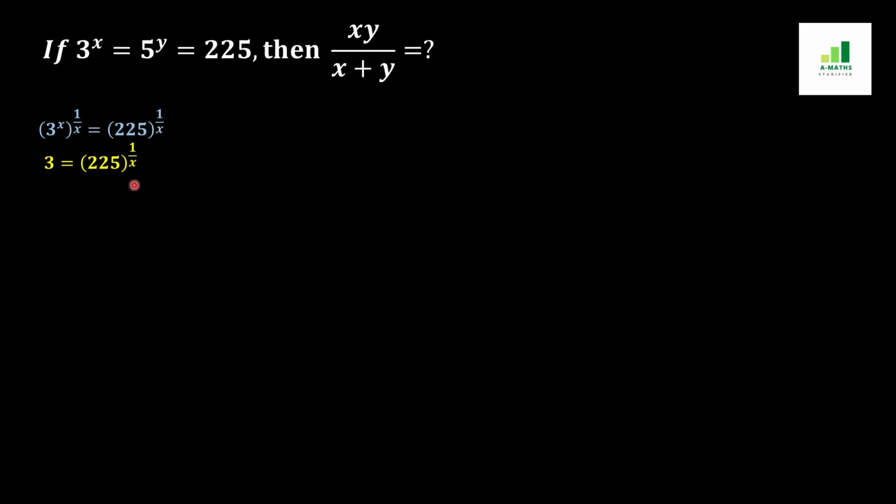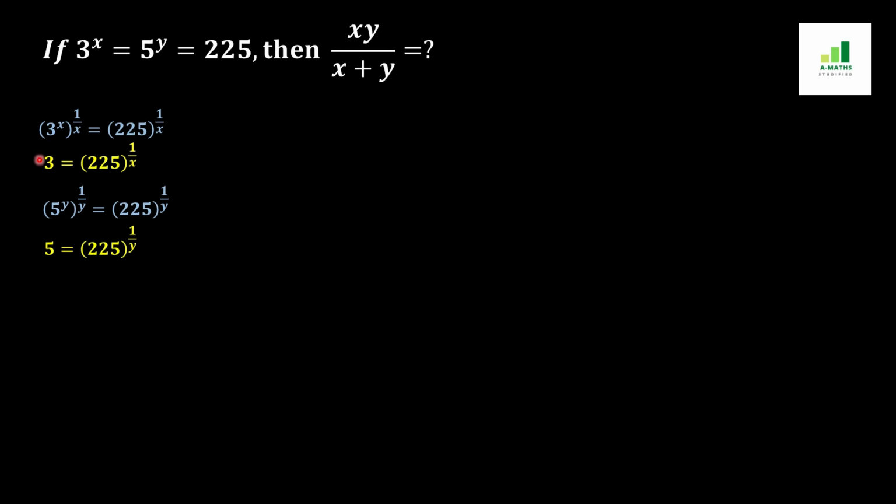Now we will equate this 5 to the power y with 225. And now we will multiply 1 over y to both sides of the equation in the power, and this y and this 1 over y will cancel out and we will get 5 is equal to 225 to the power 1 over y. Now we will multiply these two expressions.